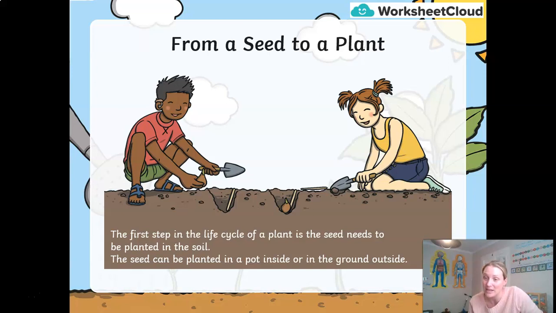Maybe you've got some sunflower seeds or some beans in your cupboard, not the ones in a tin that are in brine, but raw ones. Those you could also plant and see if you can grow a plant of your own.